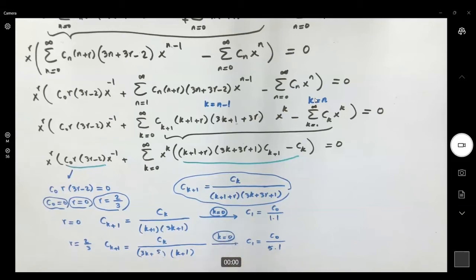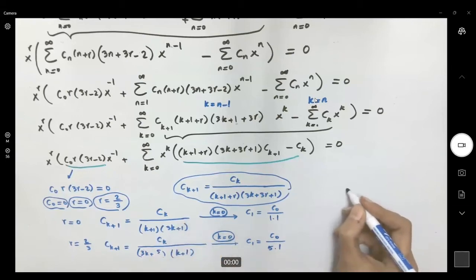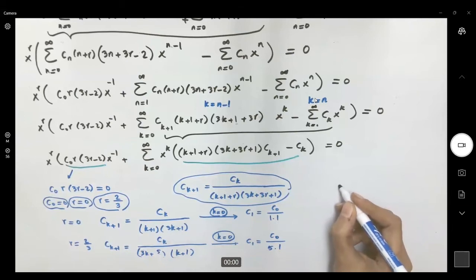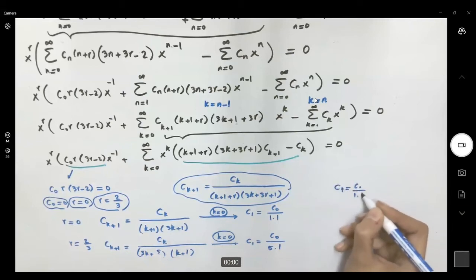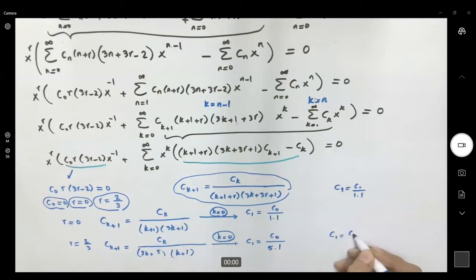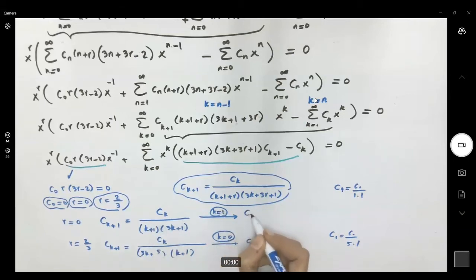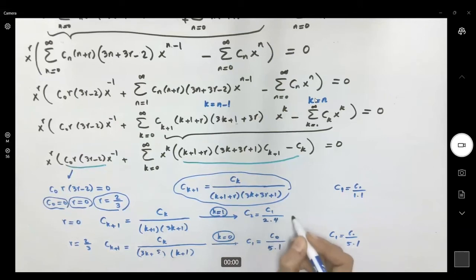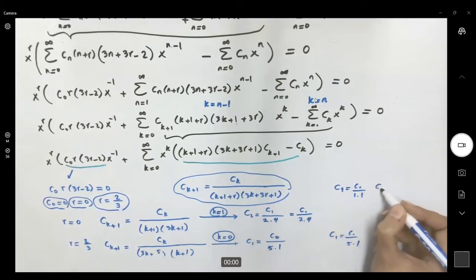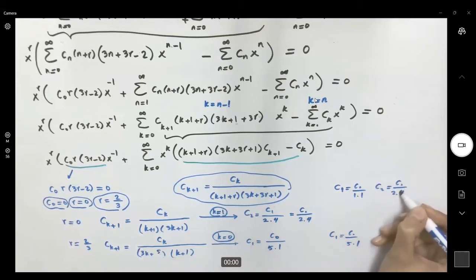So what if k is equal to 1? If k is equal to 1 from the first equation, I'm going to list this here. From the first one, c sub 1 becomes c sub 0 divided by 1 times 1, and from the second, c sub 1 becomes c sub 0 divided by 5 times 1. And if k is equal to 1, what do we get? c2 becomes c1 divided by 2 times 4, but c1 is c0, so we get c0 over 2 times 4. So this is my c2. Okay, very good.